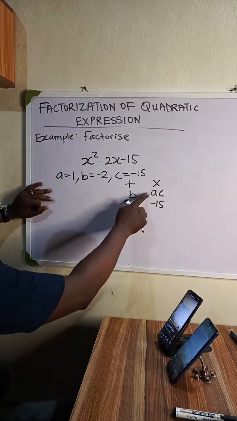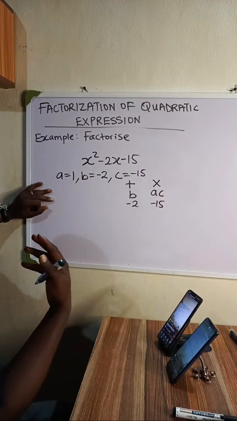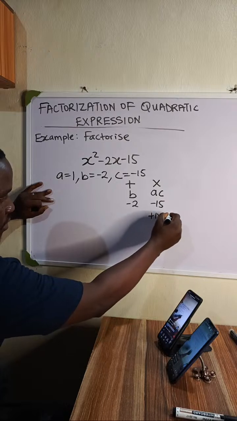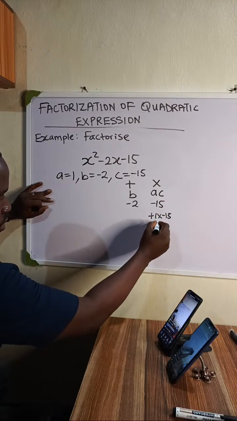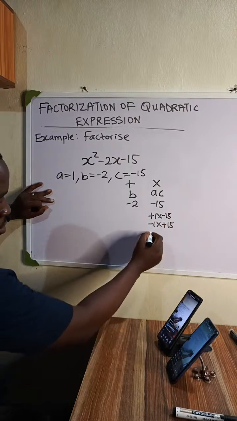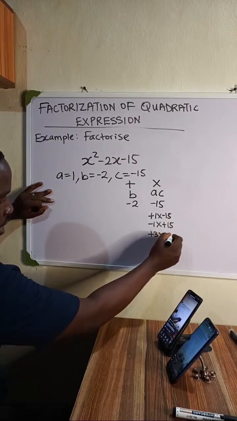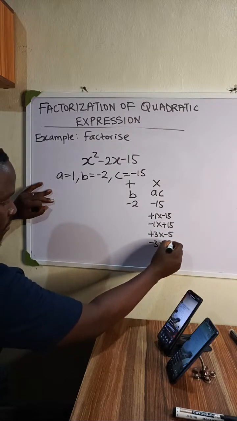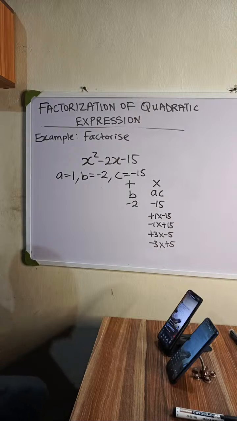So let's look at AC. Numbers that will multiply to give us -15 are: plus 1 times -15, minus 1 times +15, plus 3 times -5, and -3 times +5. So these are the values that will multiply themselves to give us -15.